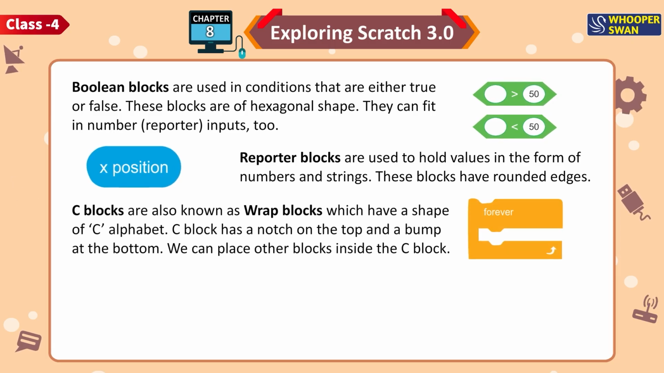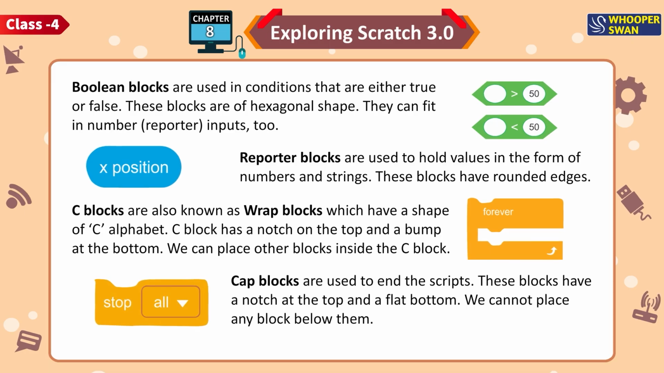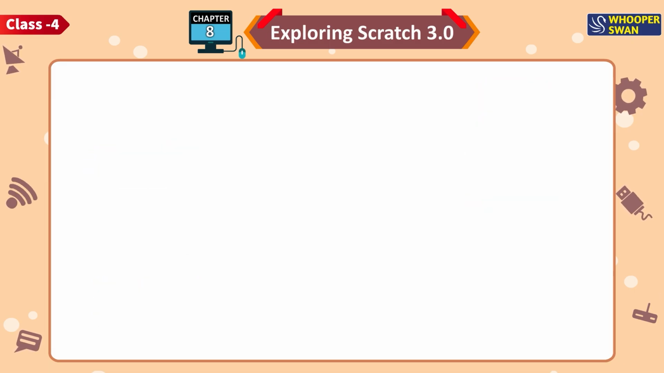C blocks are also known as wrap blocks which have a shape of C alphabet. C block has a notch on the top and a bump at the bottom. We can place other blocks inside the C block. Cap blocks are used to end the scripts. These blocks have a notch at the top and a flat bottom. We cannot place any block below them.